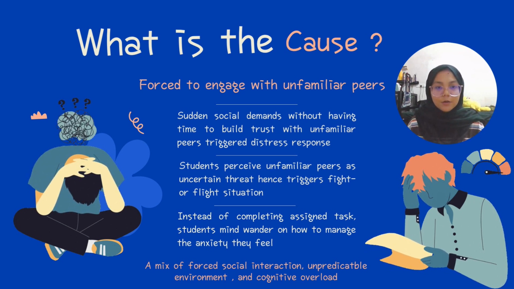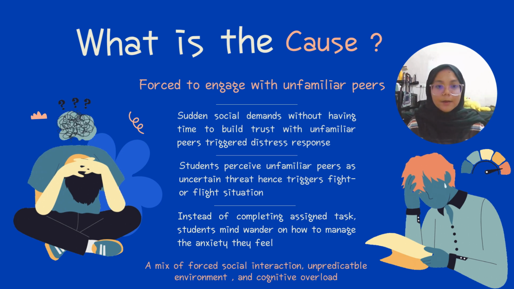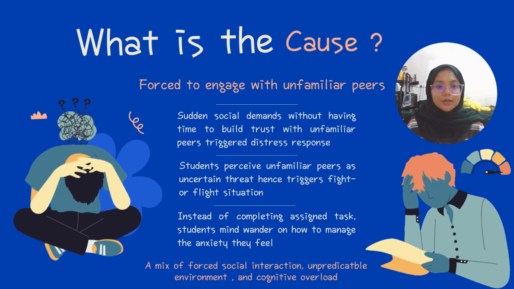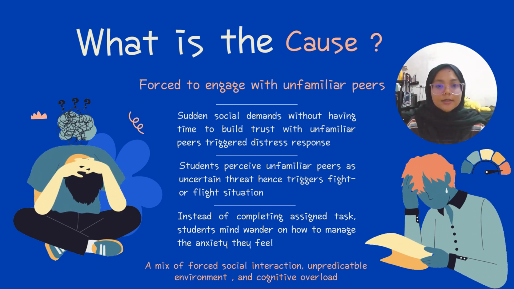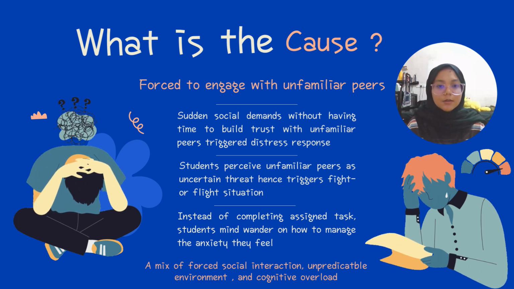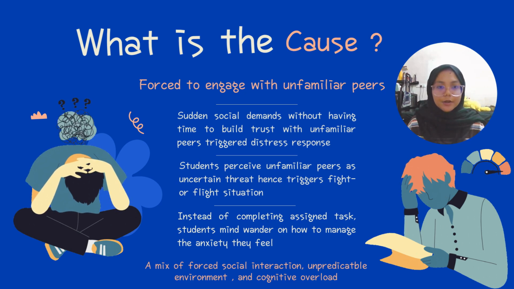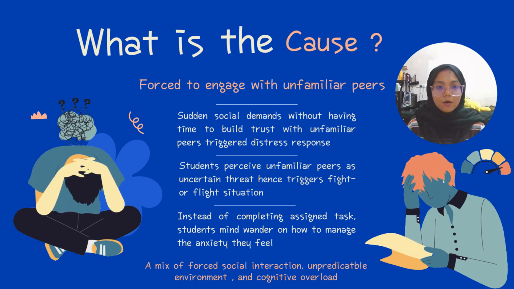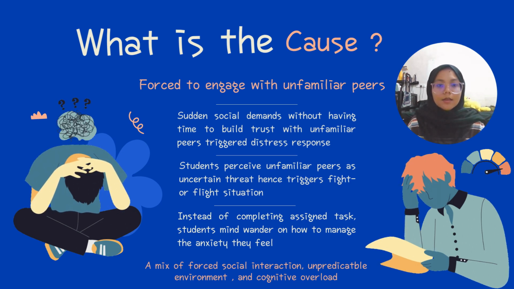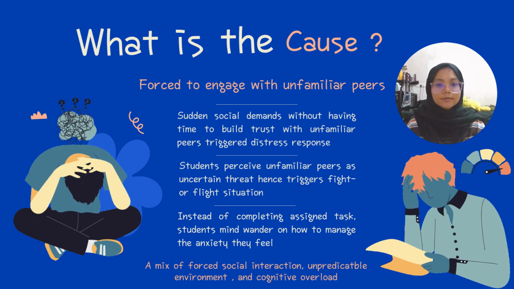One of the big causes is being forced to engage with unfamiliar peers. When students are hit with sudden social demands without having time to build trust with each other first, it will trigger a distress response. Since environments with unfamiliar peers are completely unpredictable, students will perceive unfamiliar peers as an uncertain threat. Hence, it will trigger a fight or flight response in their mind. When this happens, instead of completing their tasks assigned by the instructor, their mind will wander on how to manage their anxiety. And because of this, it will give many effects that will disrupt their effective learning.